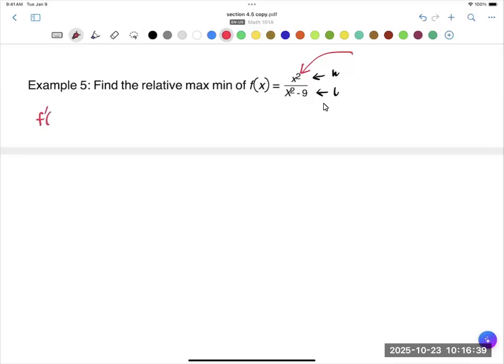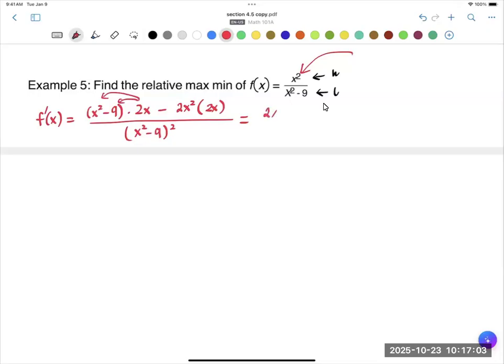So f prime of x is going to be low d high, which is 2x, minus high d low, which is also 2x, and then all over low squared. So with that is the derivative, then we're gonna distribute to simplify. We have 2x cubed minus 18x minus 4x cubed, all over x squared minus 9 squared.